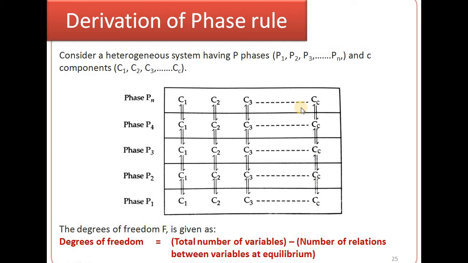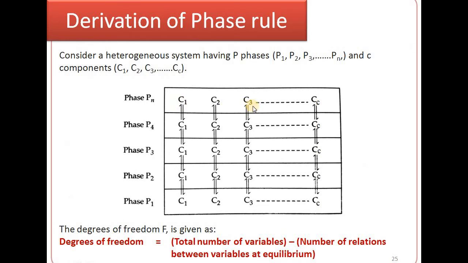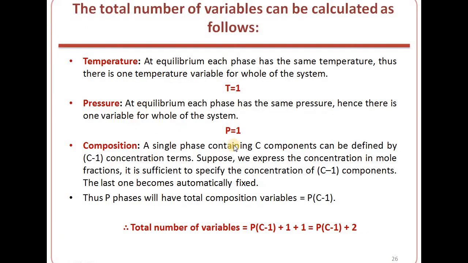For example, if we are expressing the concentration in terms of mole fraction, and if we know the mole fraction of component 1, 2, 3 and up to C minus 1 components in phase 1, then we can easily find out the mole fraction of component C in phase 1. So, a single phase containing C components can be defined by C minus 1 concentration terms. If we know the C minus 1 concentration terms, we can define the concentration of all the components in a given phase. Now, total number of phases are P.